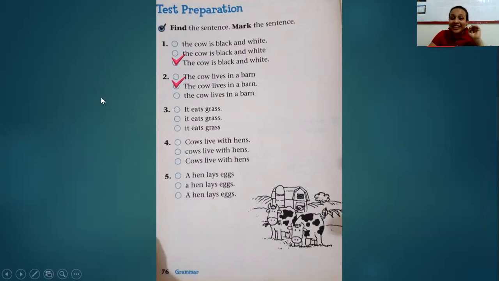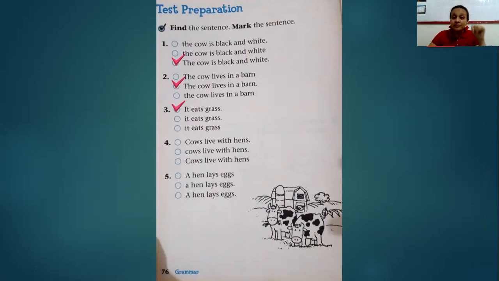Number 3: it eats grass, or it is grass, or it is grass. So you have to choose the first, second, or third one. Very good. It is the first one, number 1. Why? Because it begins with a capital letter and ends with a period. Nice. This is a very easy topic to understand.